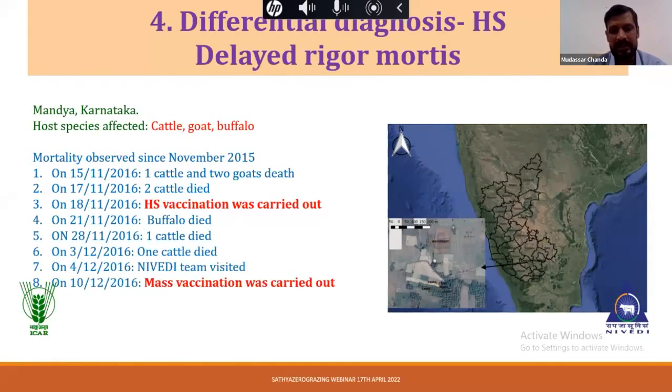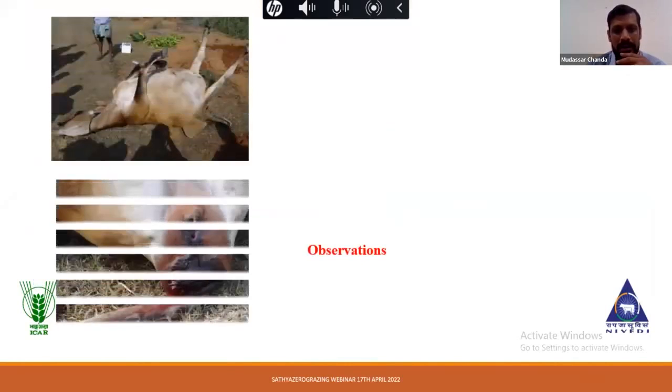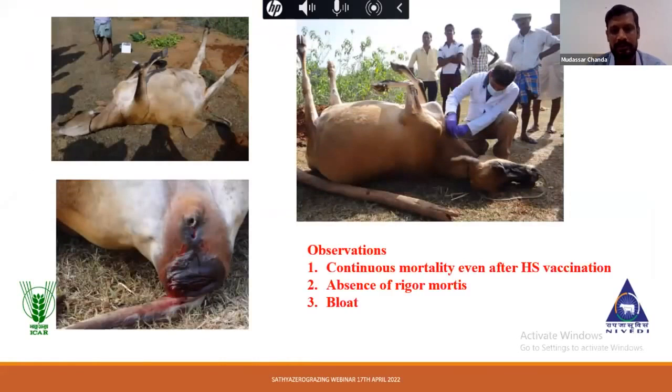Then we visited, investigated and took the history. One important sign we observed was delayed rigor mortis, if you see there, and bloating of the carcass. And if we closely observe, there was also bleeding from the natural orifices. If we make these kinds of observations, supported by the lab, we can confirm the outbreak and verify our diagnosis.